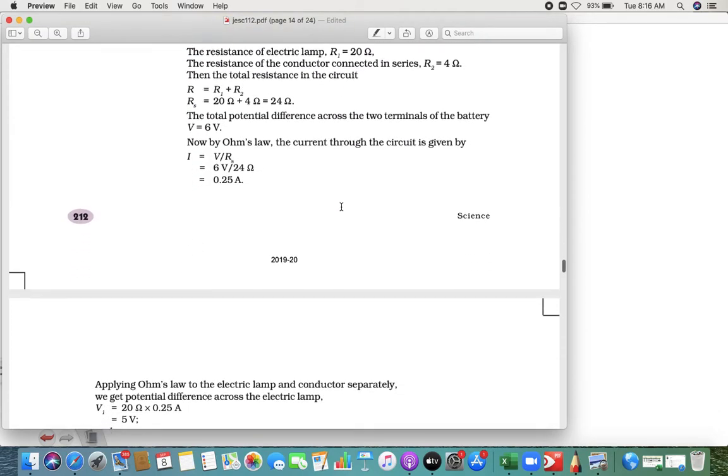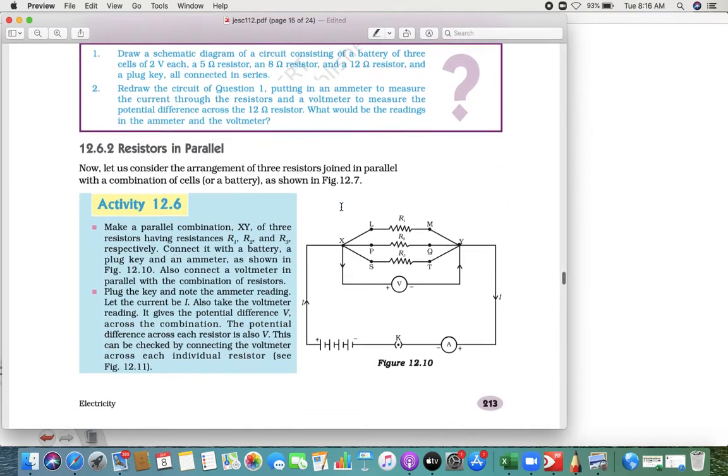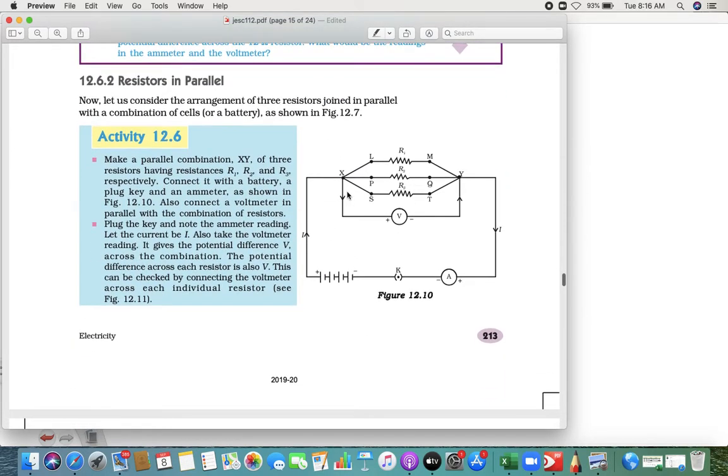Now let me take you to the parallel connection. If you see here, the circuit is arranged in a way that all one ends are connected together, all second ends are connected together, and then they are attached to a battery, right? An ammeter and a key, right? But here, as I told you, the ammeter is always connected in series and the voltmeter is always connected in parallel. Can you see? Voltmeter is connected in parallel.